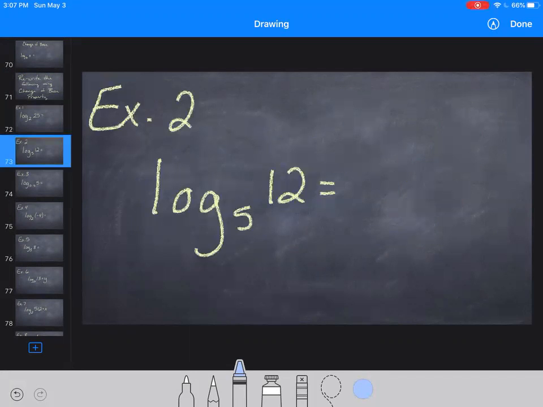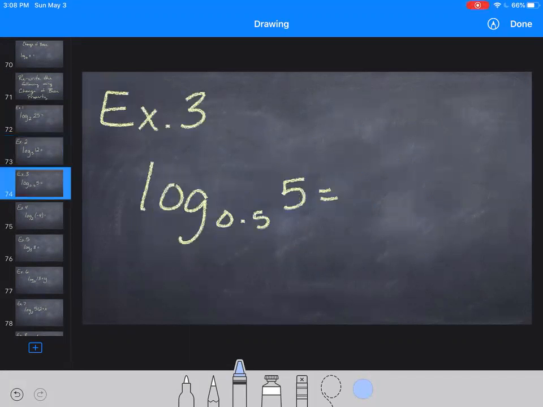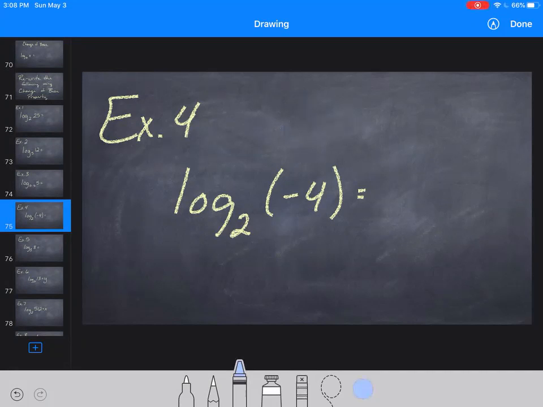I have log base 5 of 12. Using the change of base property, I could say this is the log of 12 divided by log of 5. On example 3, log base 0.5 of 5. So I could rewrite this as log of 5 divided by log of 0.5. Let's take a look at example 4.